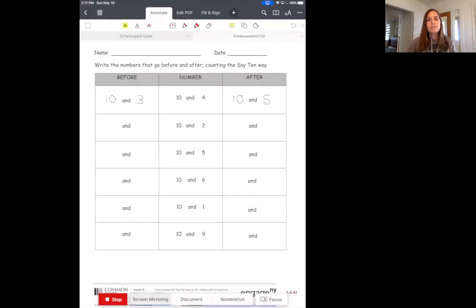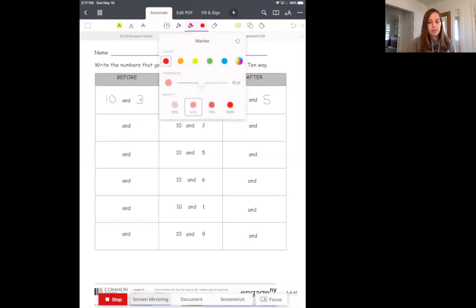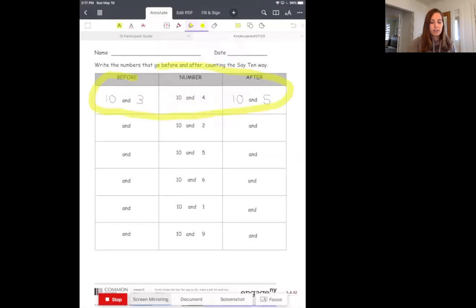Okay, so it says, write the numbers that go before and after counting the Say 10 way. So I want you to look at the first row that they have already done. We'll take a look at that first. Right here, these numbers. And the first thing it says is before, and then in the middle it says number, and then it says after. Before, number, and after. Those are the three words at the top. We are going to start in the middle with the word number.